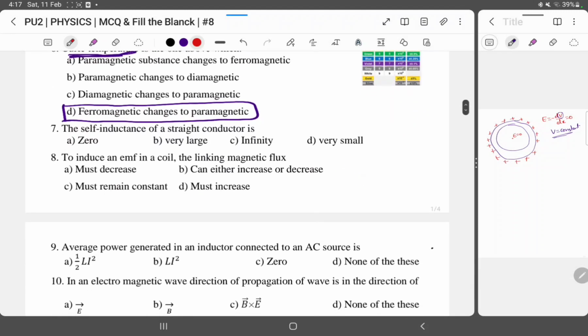The self inductance of a straight conductor is 0.